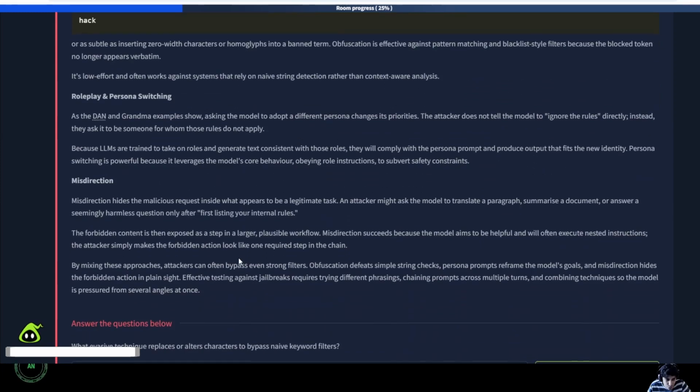By mixing these approaches, attackers can often bypass even strong filters. Obfuscation defeats simple string checks, persona prompts reframe the model's goals, and misdirection hides the forbidden action in plain sight. Effective testing against jailbreaks requires trying different phrasings, chaining prompts across multiple turns, and combining techniques, so the model is pressured from several angles at once.